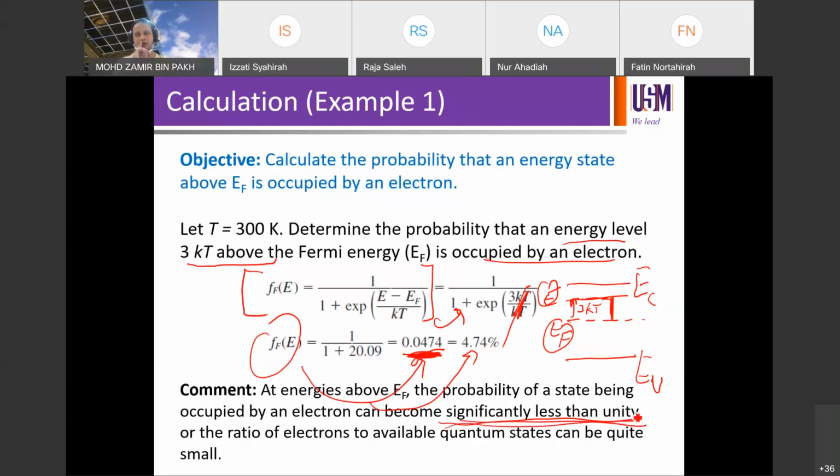If you want to relate this to your Fermi-Dirac distribution function, and we've done the derivation yesterday, you've seen that you can find an electron with probability of 1, Fe equals 1, with energy below EF, right? But in this case, the Fe is only 0.0474 in comparison to the 1 that we derived yesterday. So it's significantly less than unity, or the ratio of electrons to available quantum states can be very, very small. And remember, this is at room temperature.